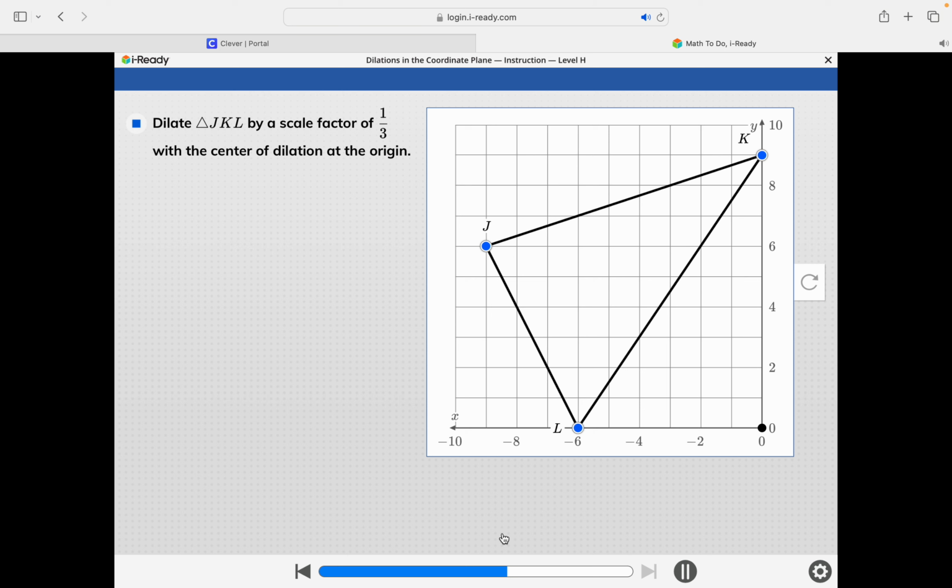Dilate triangle JKL by a scale factor of 1/3, with the center of dilation at the origin. 1/3 means what? 1/3 means we are making the whole into 1/3. If you are whole, we are making 1/3 only. So you are squeezing, going tiny, like up to here. You have 3 parts, where 3 is the whole. Now we are making 1/3 only.